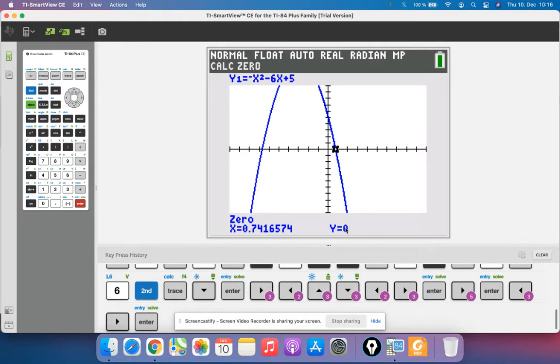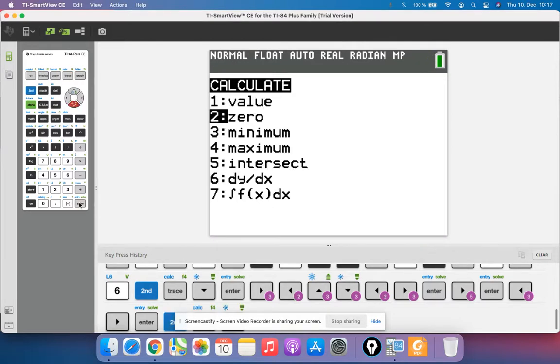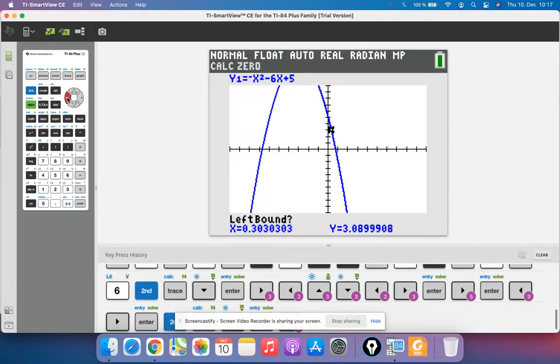And y is 0. That's why this is called second calc 0, because the x-intercepts are always where y equals 0. So we would write that down, and then if we want to find this other one, we have to do it all over again. Second calc 0, and then it's going to ask us left bound, right bound, guess. So we need to click all the way over to the left.